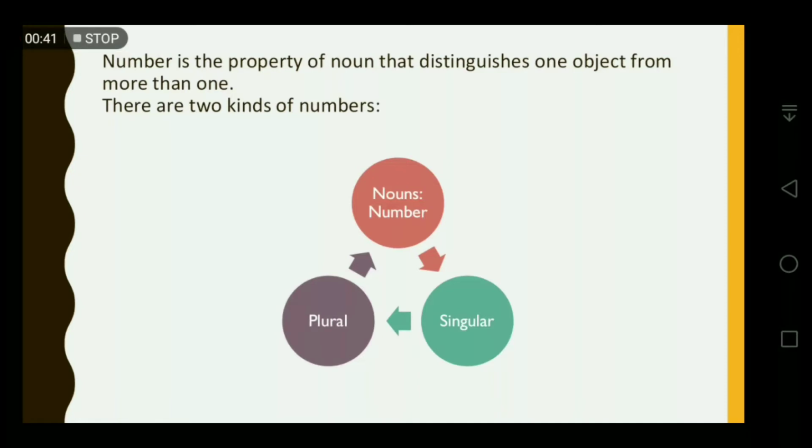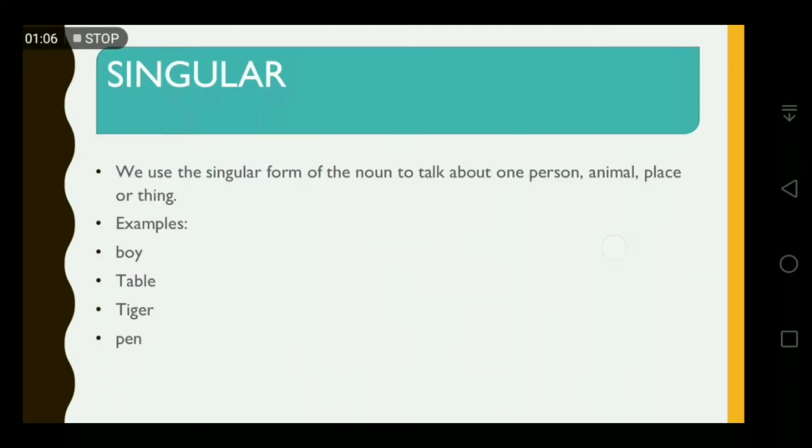Number, as we already know in mathematics, 1, 2, 3, these are the numbers. But in English, number is the property of a noun that distinguishes one object from more than one. Therefore, there are two kinds of numbers. One is singular number, the second is plural number.